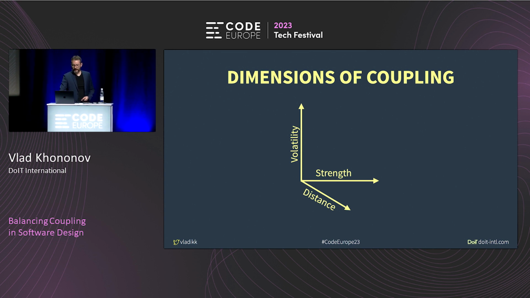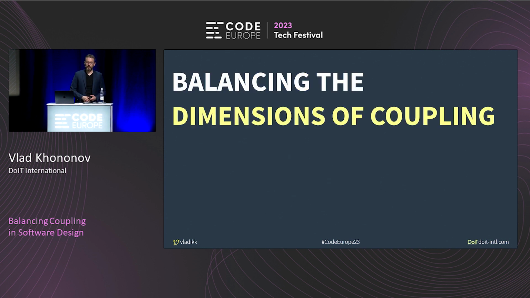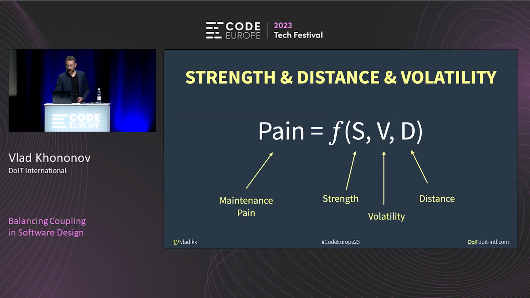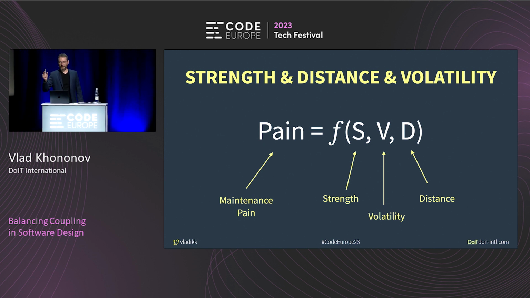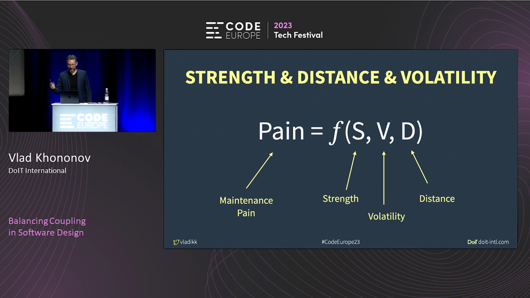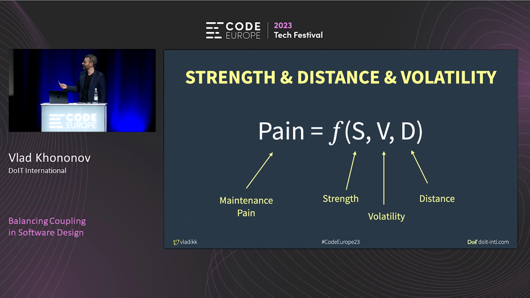So the interesting thing here is how we can combine them in order to balance them. The thing is, if we combine the three of them, it will allow us to estimate the maintenance pain you are going to endure by maintaining a relationship between two components. So to evaluate that pain, you need to know the strength of that connection, the distance between those components, and finally, the volatility of the upstream component.